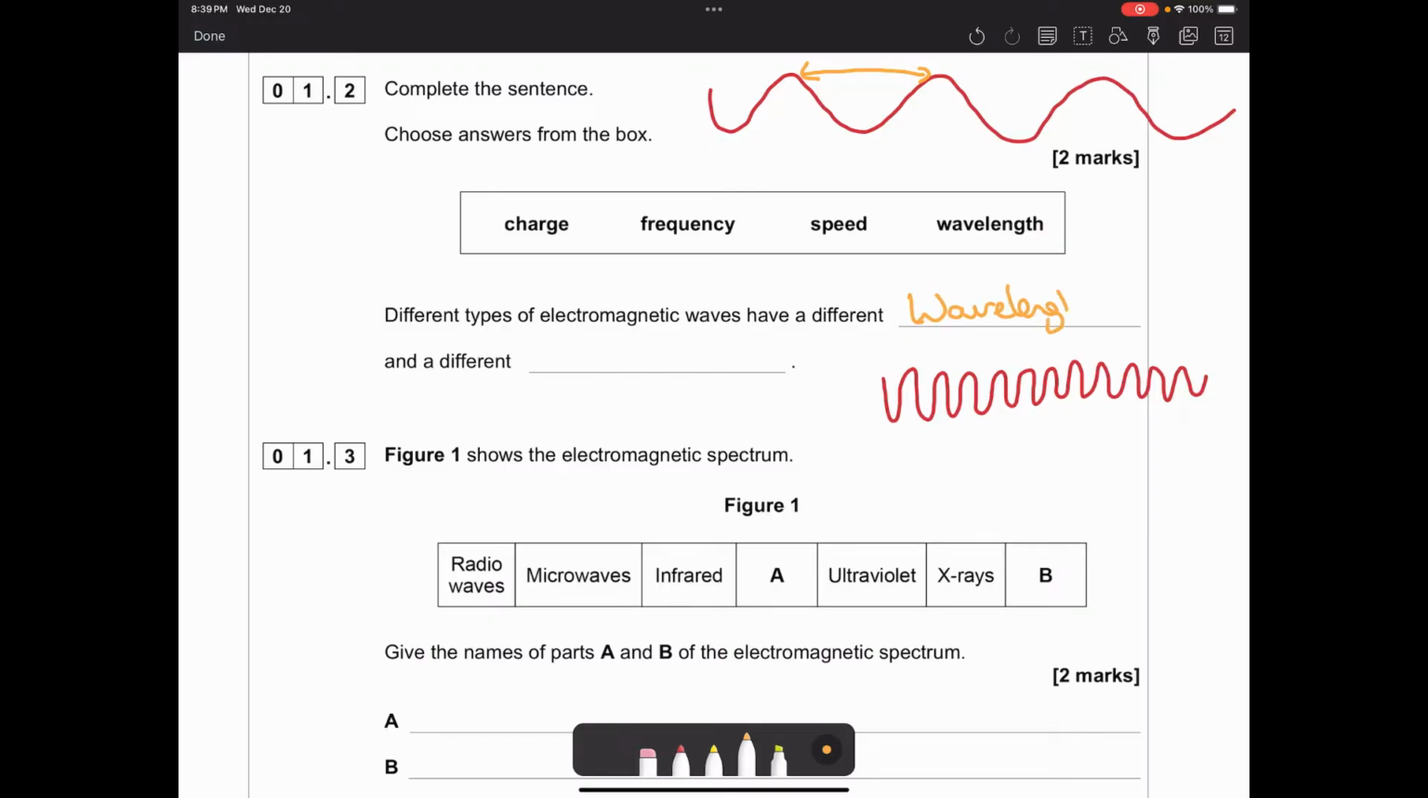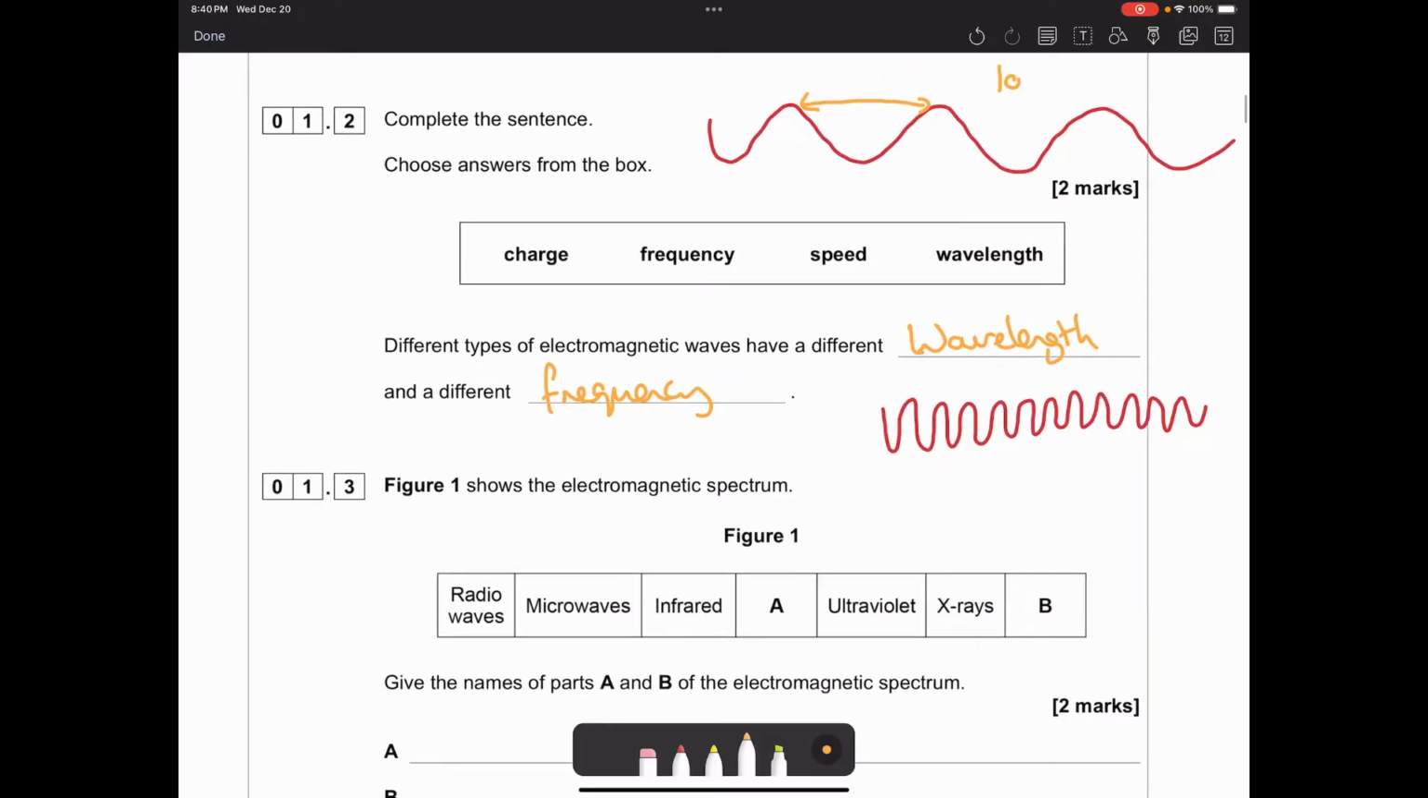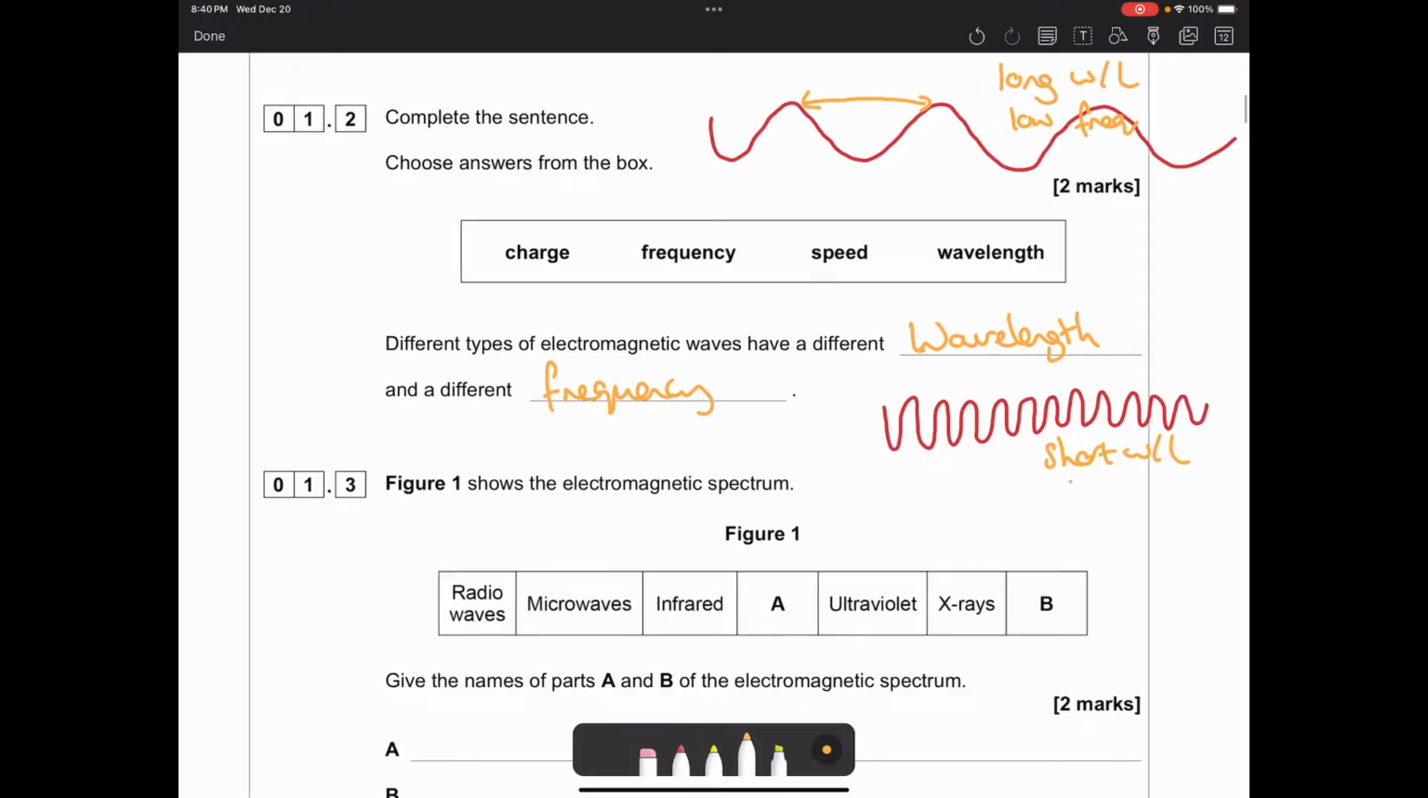It doesn't matter which order you put these in, but because their wavelength is also different, the amount of waves you've got in a certain amount of time is also different. So they also have a different frequency. So my wave at the top, I would say, has a long wavelength and a low frequency. But my wave here has a short wavelength with a high frequency.